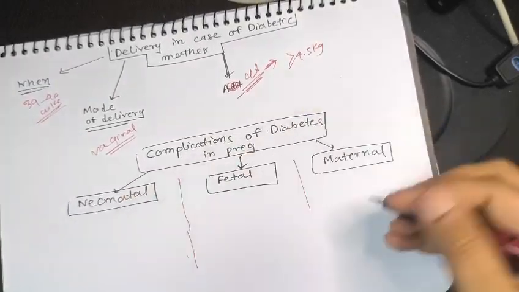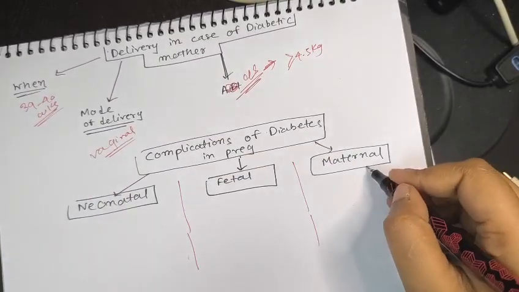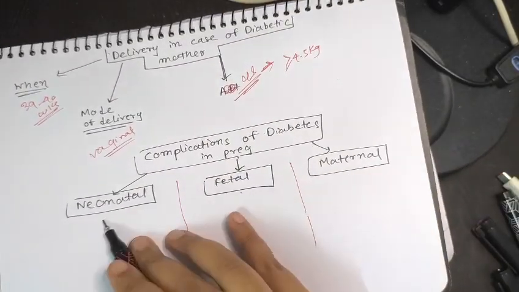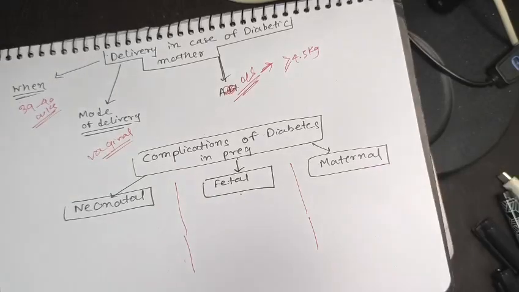Now, complications of diabetes in pregnancy I have categorized into 3: maternal complications, fetal complications, and neonatal complications. So start with maternal complications.